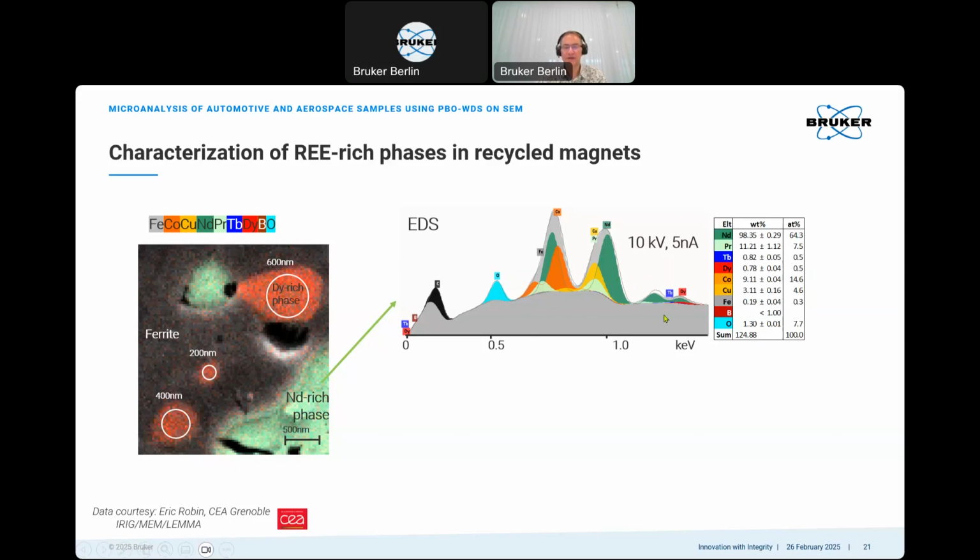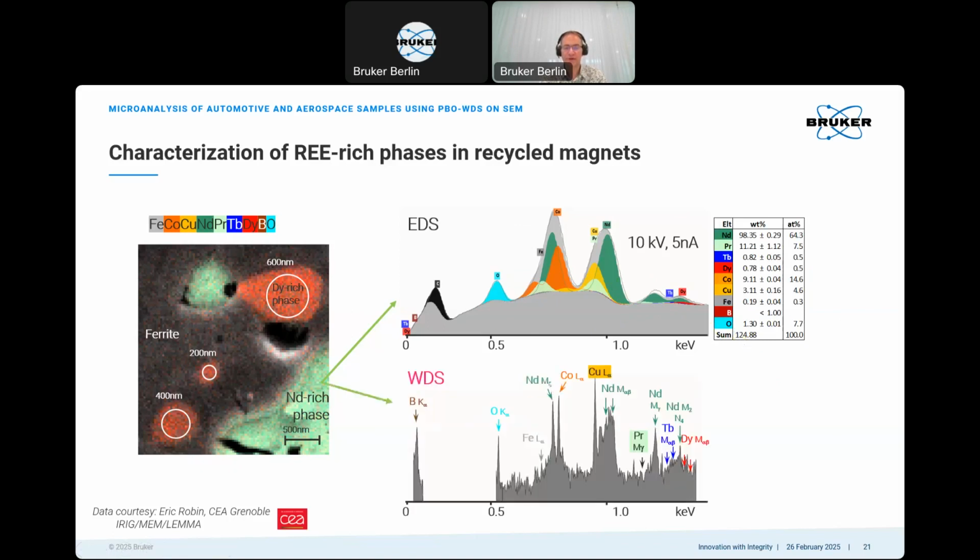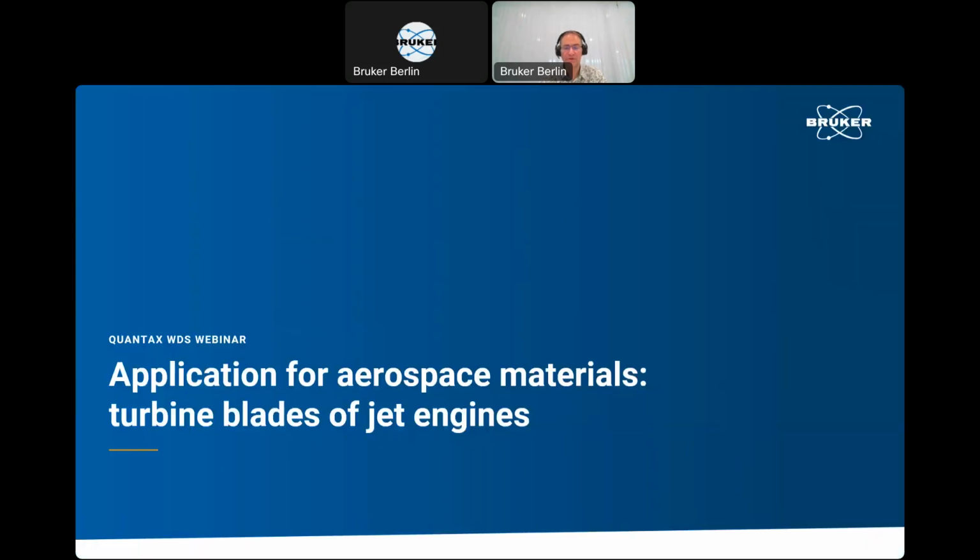we have larger deviation because it's too complicated to sort out, to deconvolve. The overlaps, the sums are deviating from 100%, and the results are more precise, more accurate with the WDS, where we can separate the single peaks and get to a better composition in this case also. So that's it on automotive samples for today.